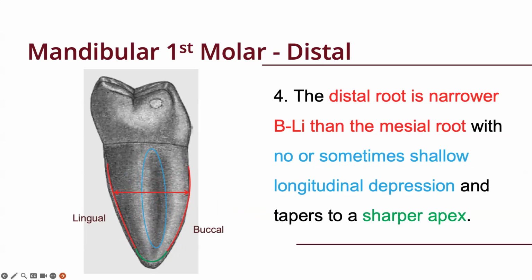The distal root is narrower buccolingually than the mesial root, with no or sometimes shallow longitudinal depression, and it tapers to a sharper apex. Okay, so the red here is the outline of the distal root, which is narrower buccolingually than the mesial root. And here you can see a hint of the mesial root to the outer edges.